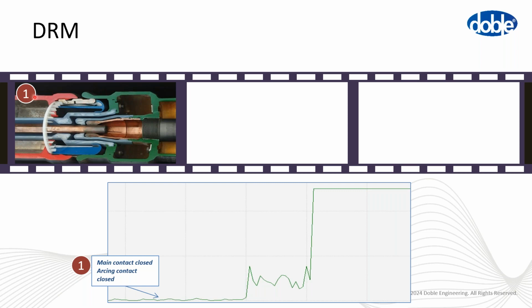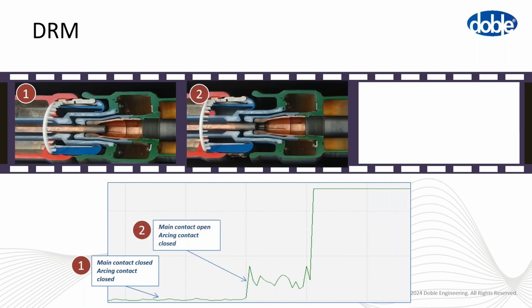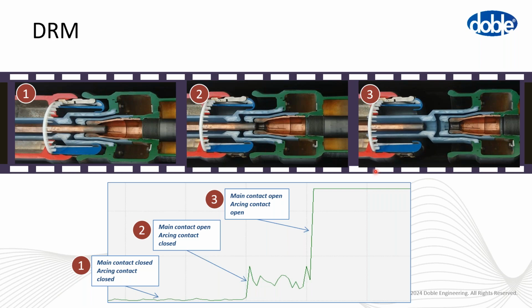So you can see that in situation one, both main and arcing contact are closed, so the resistance is close to some micro ohms. Once it starts to open, in this case, the main contact, you can see here and here, is opened, but the arcing contact is still closed. So we find something like this. The resistance is no longer microohms, but it goes to the arcing contact resistance that is about milliohms. Once it is fully opened, we have infinite resistance. So we expect some result similar to this one.